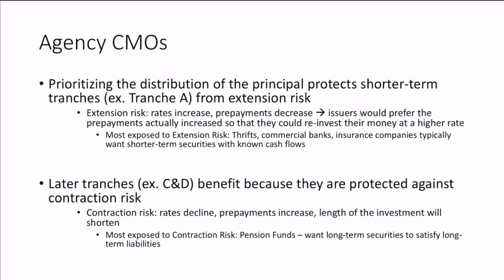So let's say you're afraid of extension risk. So extension risk, that's the risk that rates are going to increase. And if rates increase, people are going to stop prepaying, or prepayment is going to slow down. So your security is going to end up being much longer than you originally thought it was going to be. Now, how could you avoid this? By purchasing a specific type of tranche in an agency CMO.